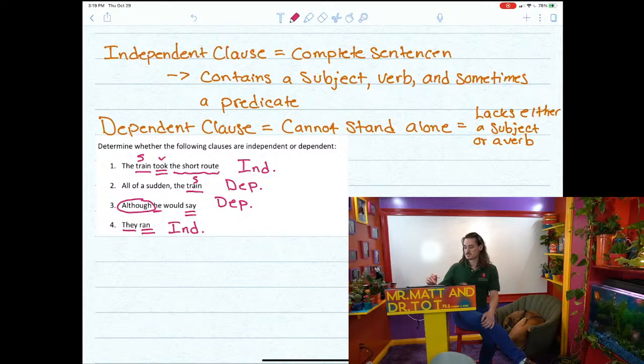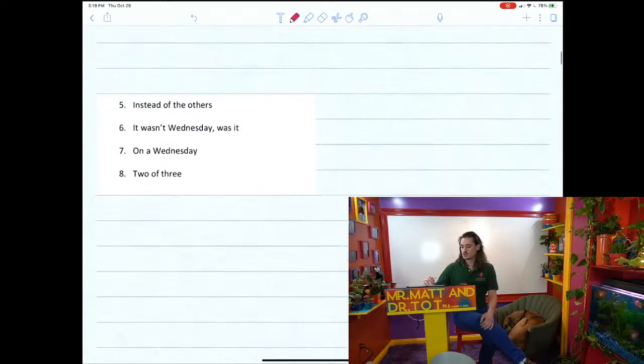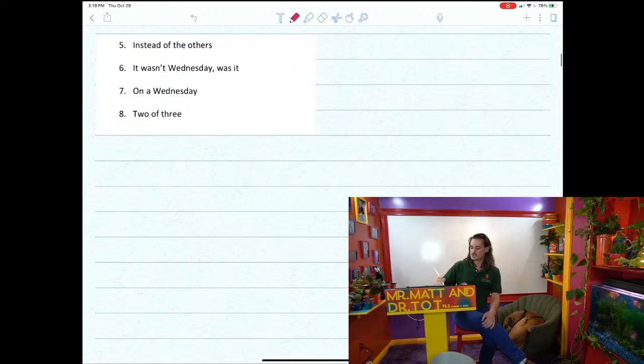Okay, if you have any questions, please let me know. I'm going to give you 2 more minutes. Please look at these 4 questions and determine whether they are independent or dependent.